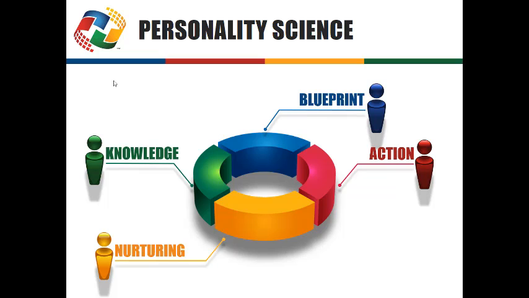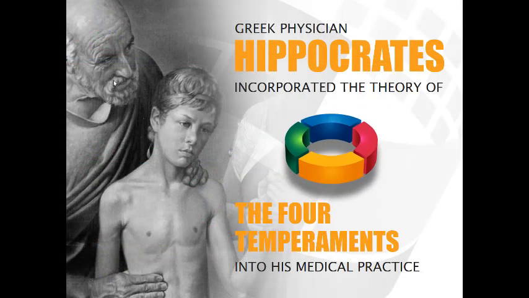Personality science has been around for thousands and thousands of years. And in the BANKCODE, there are 4 basic types. There's the blueprint, the action, the nurturing, and the knowledge type individual. Now, every single person, every customer has a predominant personality type.